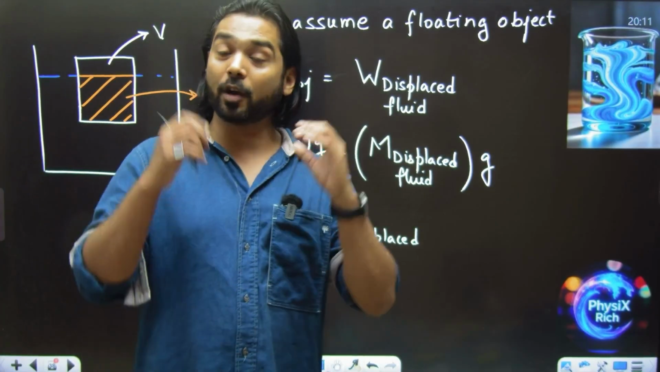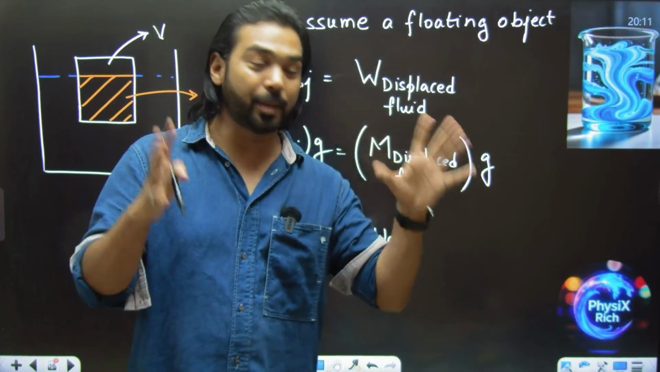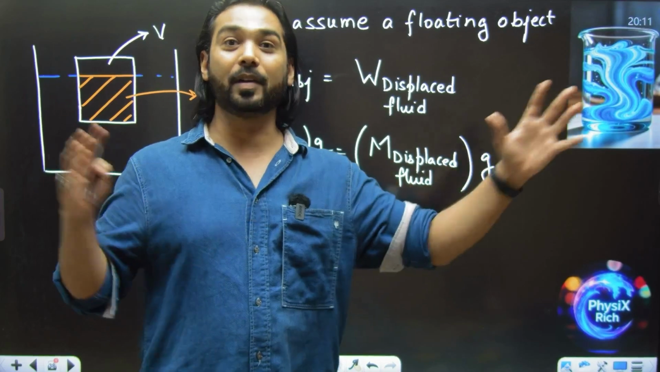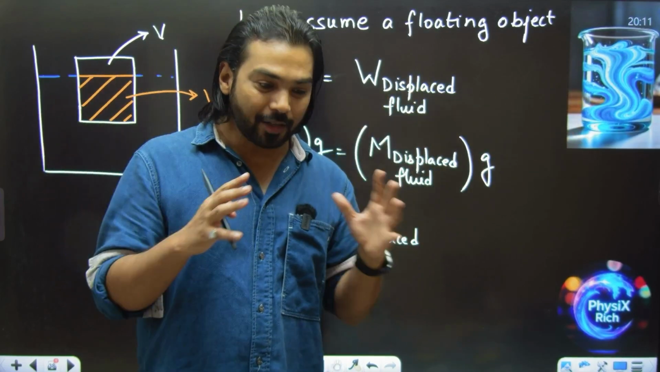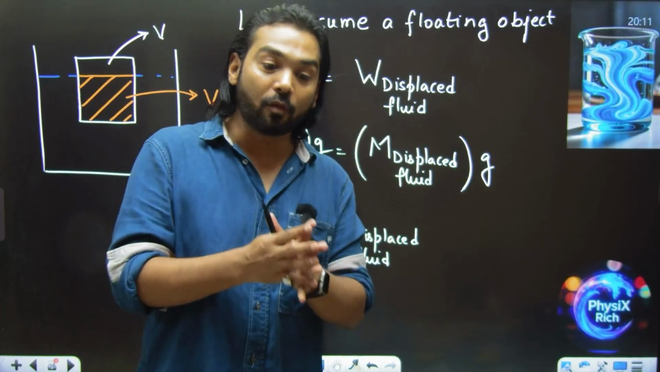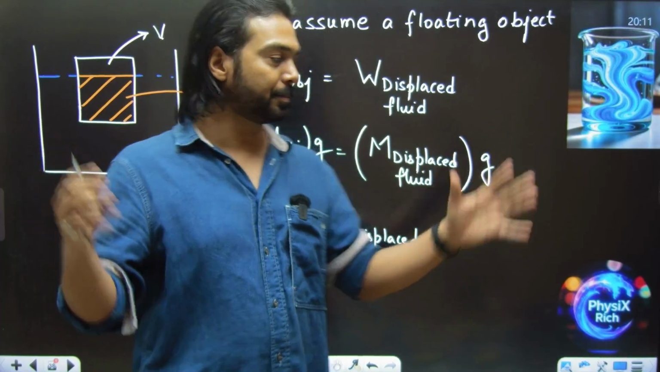All right. Even for a pirate ship, even for a cruise ship, anything that sails, even for INS Vikrant, the weight of INS Vikrant has to be equal to the weight of the water that it is displacing.